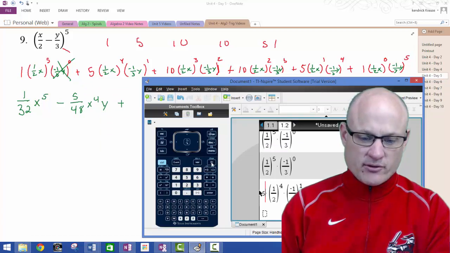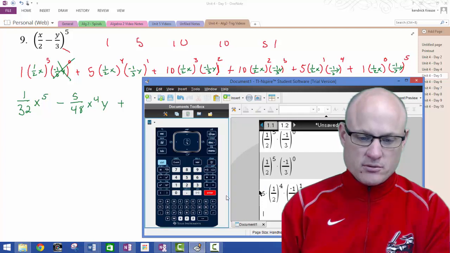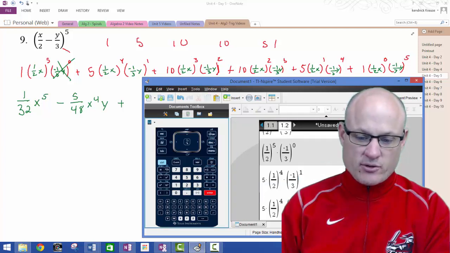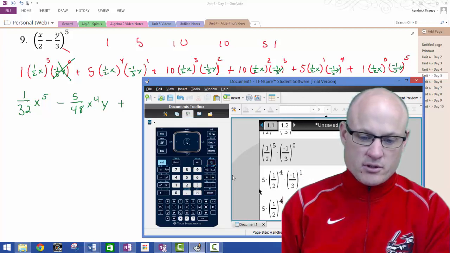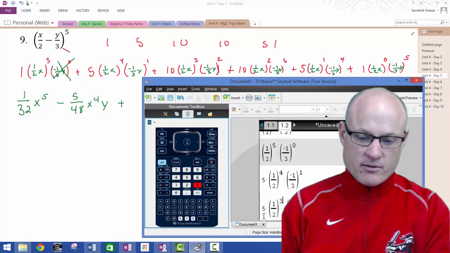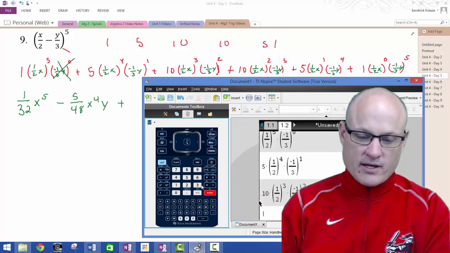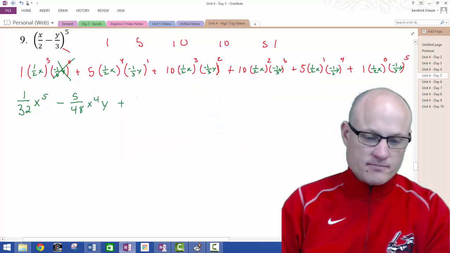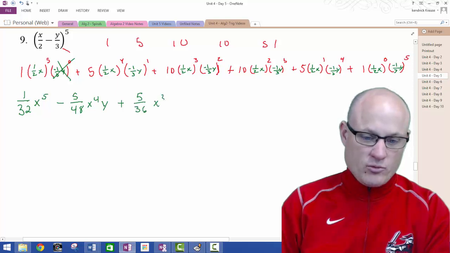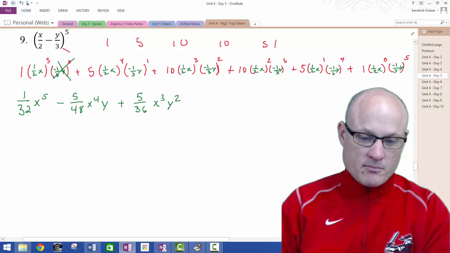So just let me change this here. 10. Oop. Apparently not. Change this to a 2. Change this one to a 3. I got to add up to 5 and change this to a 10. 5 over 36. X cubed y squared minus.